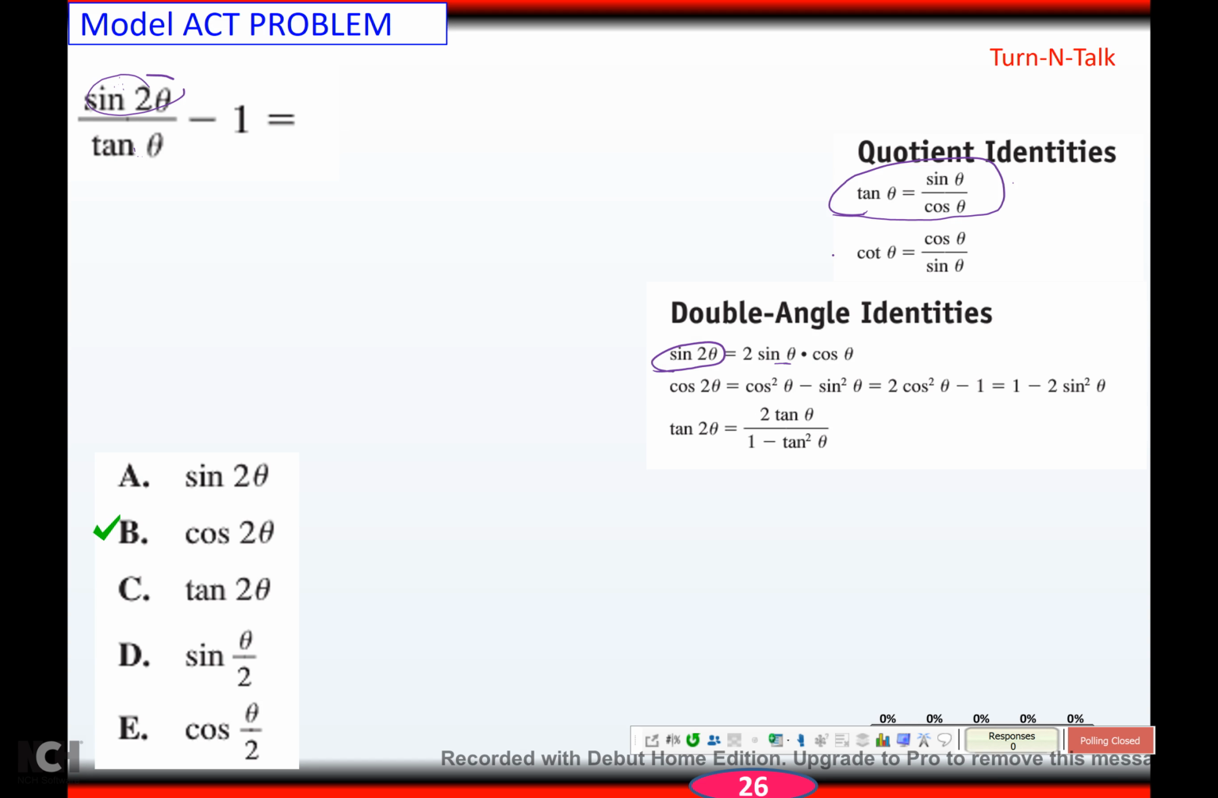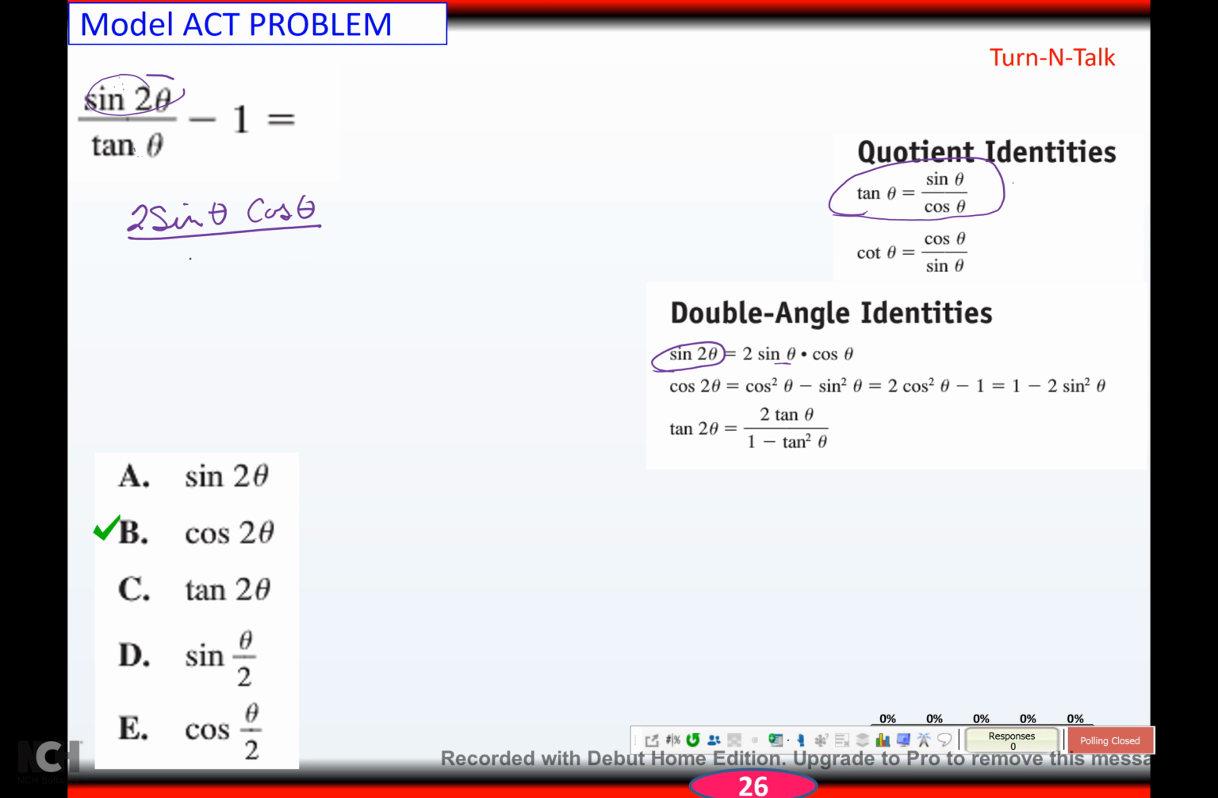I don't really know where I'm going to end up, but the first thing I thought of was I can make some sines cancel with tangents because sine is in tangent. Okay, so I'm going to rewrite sine 2 theta as 2 sine theta times cosine theta.